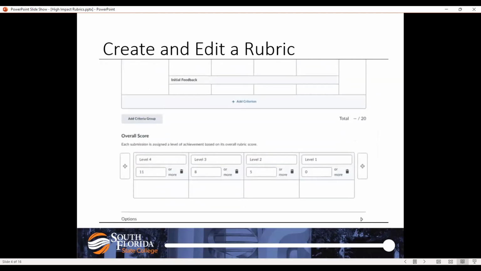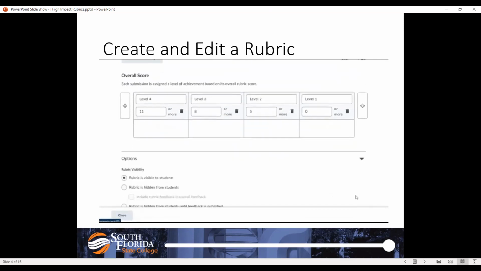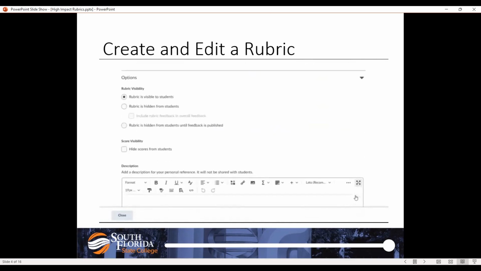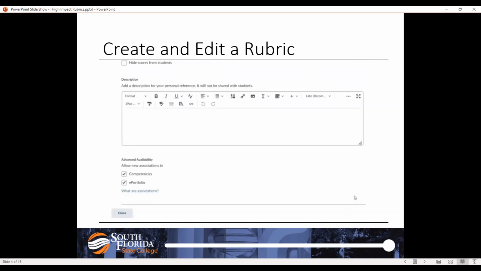Adjust the overall score parameters to define the overall level and score that will be assigned to the learner. Set the rubric options that include rubric visibility, score visibility, description, and advanced availability. Click Close to finish creating your rubric.